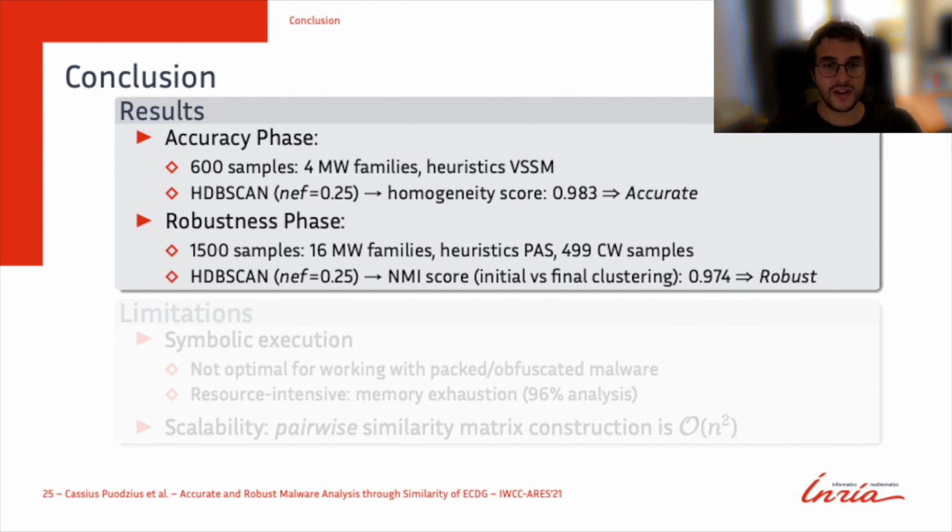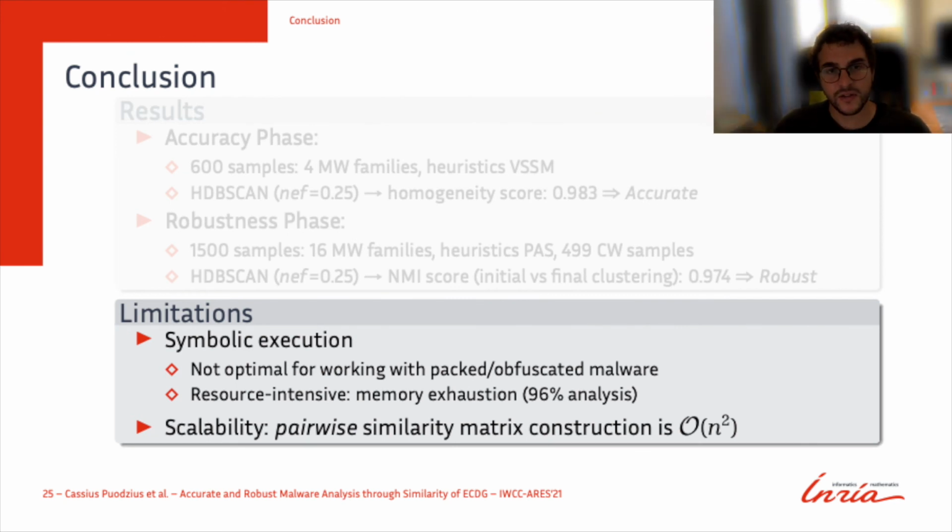The robustness phase verified that the clustering was robust to noise insertion, having almost no impact on homogeneity and mean similarity, and only mild effect on completeness and silhouette score due to the creation of many singletons. The normalized mutual information score between the initial and final clustering of this phase was 0.974, indicating that the information loss due to the noise insertion was only marginal.